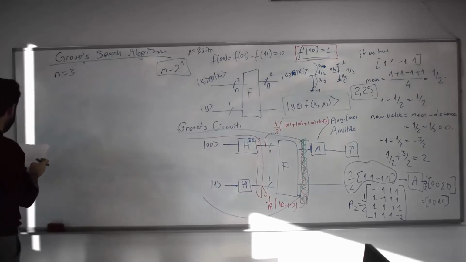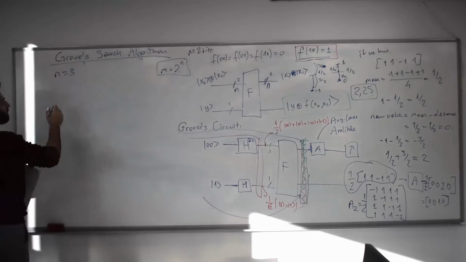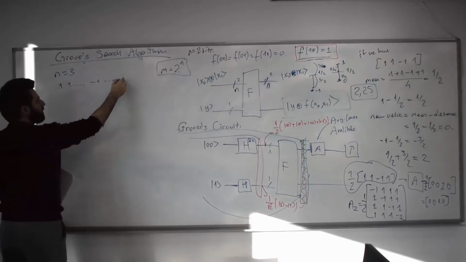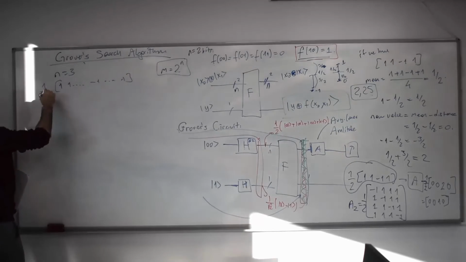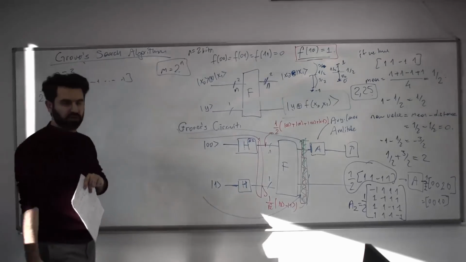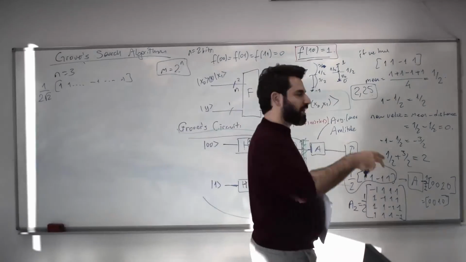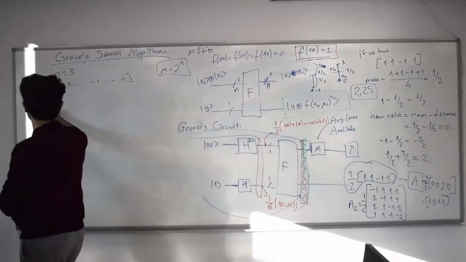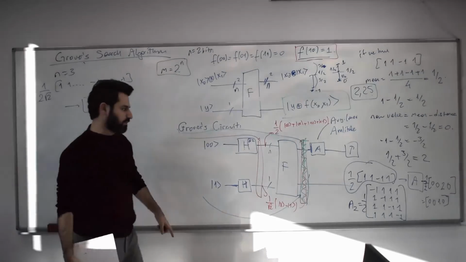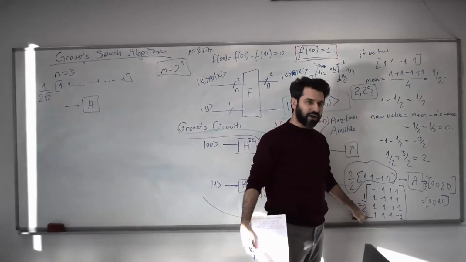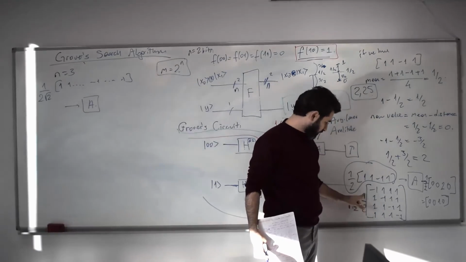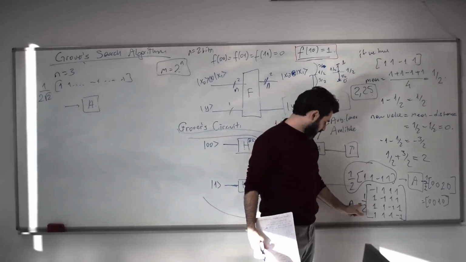Okay, for n equals 3, I am going to have 1, 1, whatever that is. One of them will be minus 1, and then 1, right? And what you get at the front, 2 square root of 2, right? Because n equals 3. This is 1 over square root of 2 raised to the power 3, which gives you 1 over 2 square root of 2. Okay, so that goes to an A gate. You can define the A gate similar to this matrix, but now it's going to be 8 by 8. Same format, with 1 over 2 square root of 2 in front.